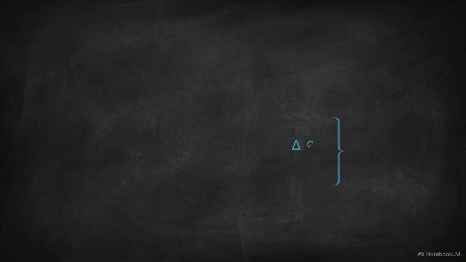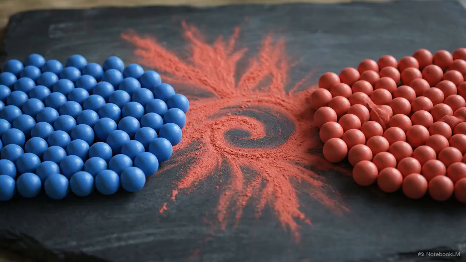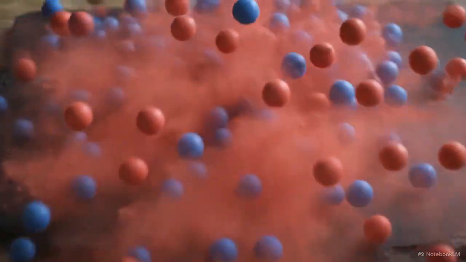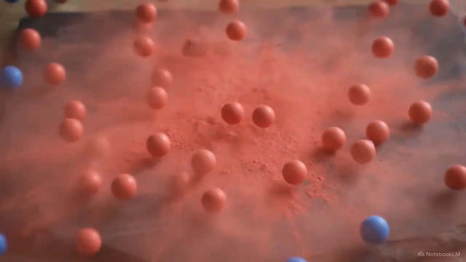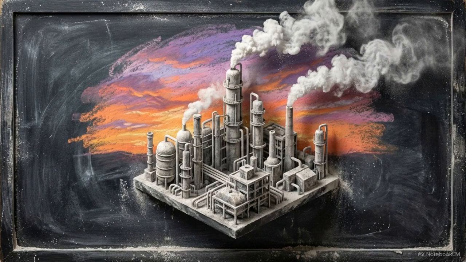The final link is the relationship between the standard Gibbs free energy and the chemical equilibrium constant, KEQ. As the standard free energy change becomes more negative, the equilibrium constant grows. This drives the reaction more aggressively toward the products. Gibbs free energy defines the final destination and equilibrium state of matter, regardless of the pathway or time required to reach it.